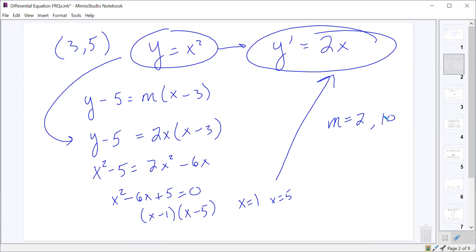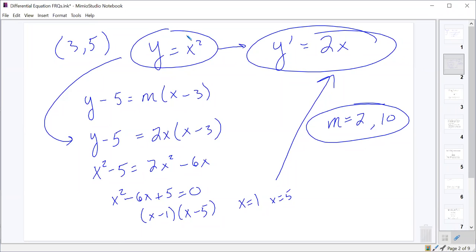Wait, so is this question asking for like the slope of the tangent line that also intersects 3, 5? Correct. Yep. It's saying there are 2 tangent lines to this parabola that happen to go through 3, 5. Not that those tangent lines are tangent to the parabola at 3, 5. But they happen to go through the point 3,5, right? Because 3,5 is not on this parabola, so they can't be tangent to the parabola at 3,5.